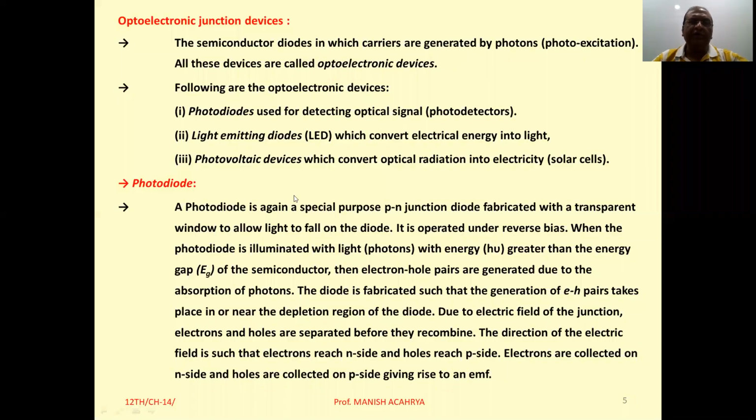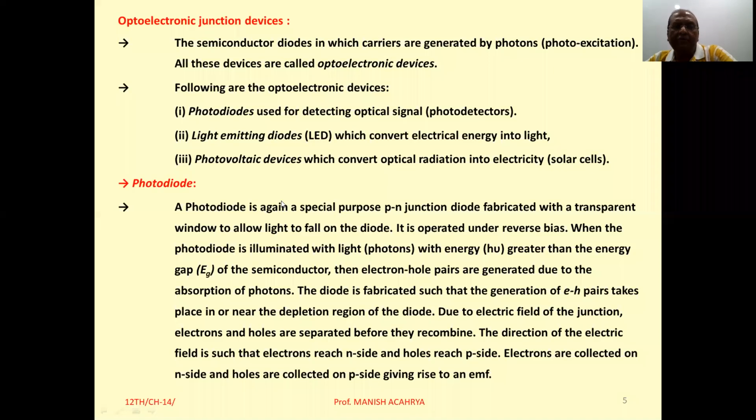Now see optoelectronic junction devices. The semiconductor diodes in which carriers are generated by photons, or we can say photo excitation, all these devices are called optoelectronic devices. Now there are 3 types of optoelectronic devices which we have to discuss here.